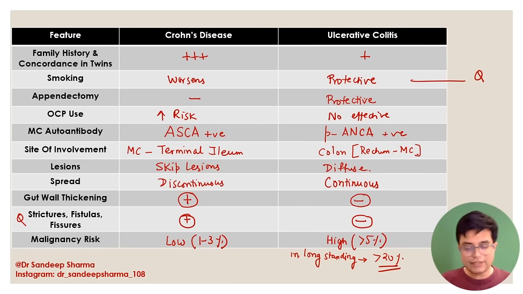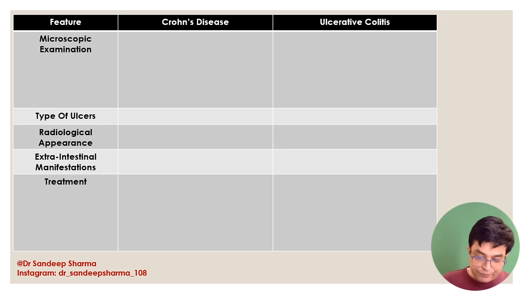Malignancy risk is there in both, but more common in ulcerative colitis. Moving further, what about a microscopic examination? What will you find on microscopic examination? In Crohn's disease, you will find a few words. First word to remember is they have transmural inflammation. Puri thickness, the entire thickness of the gut will be inflamed. So that is called as transmural inflammation.